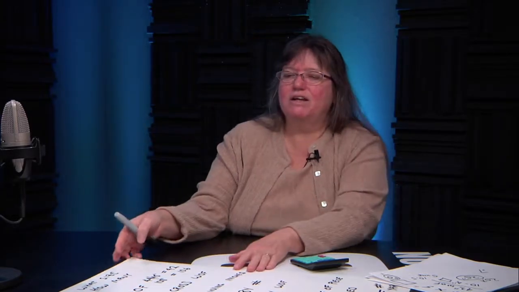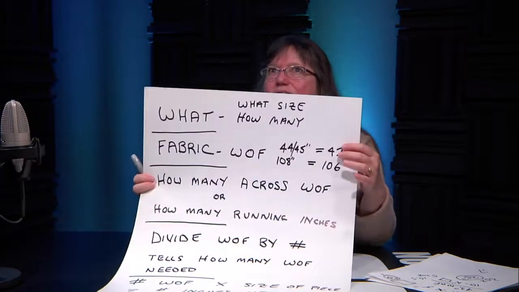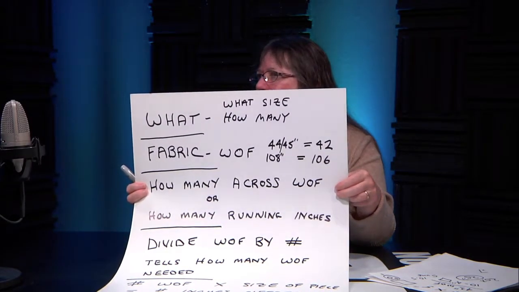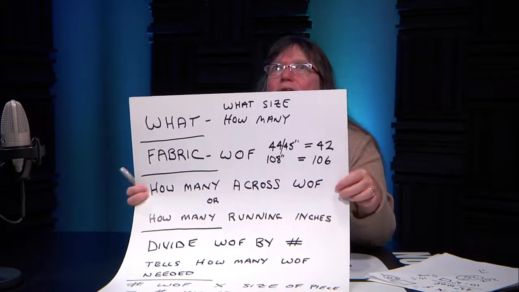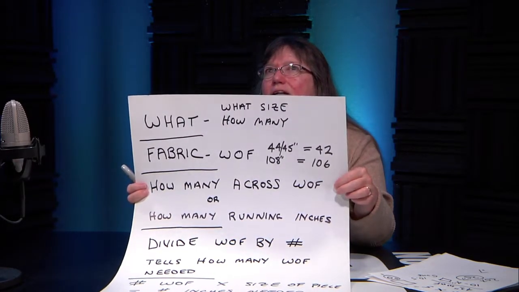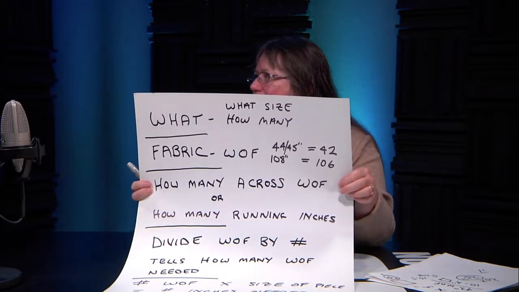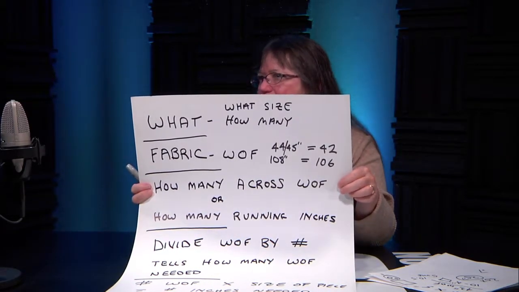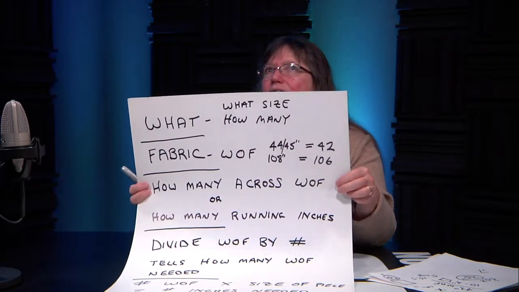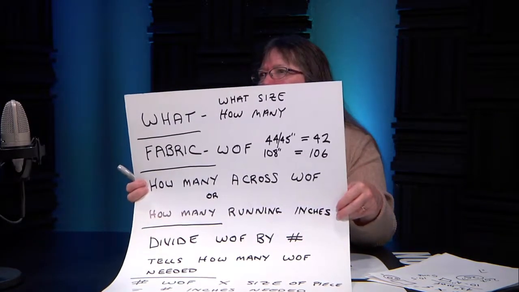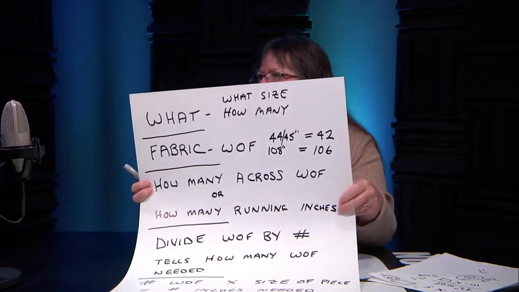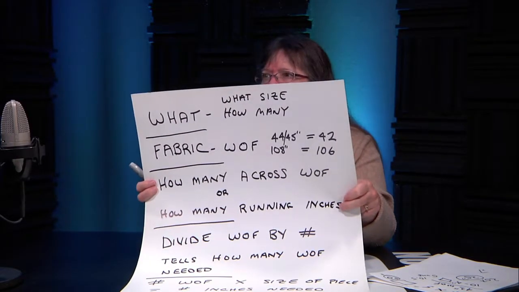I round down if I'm charging, to be short. Well, on here you have to round down, because if you get how many across the width of fabric, if you get 10.3, you can't cut the 0.3, so you just get 10 whole ones. And the running inches is used when you're cutting binding, if you're trying to figure out how much binding to go around a whole quilt.